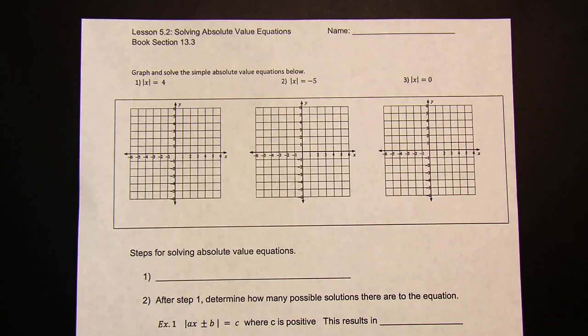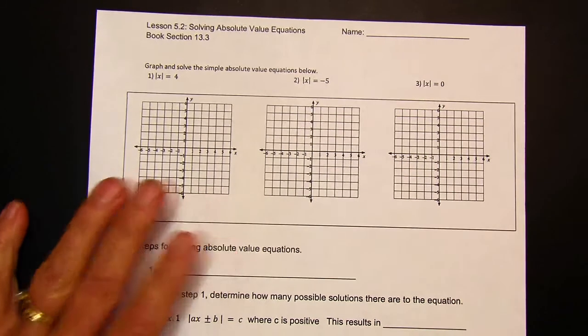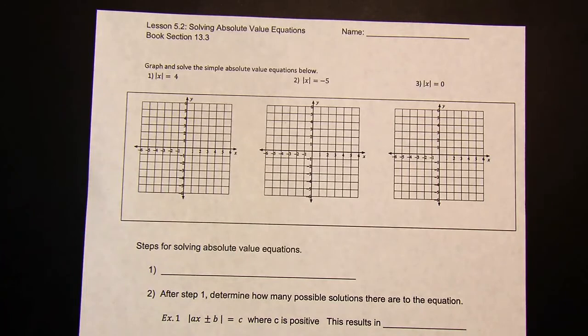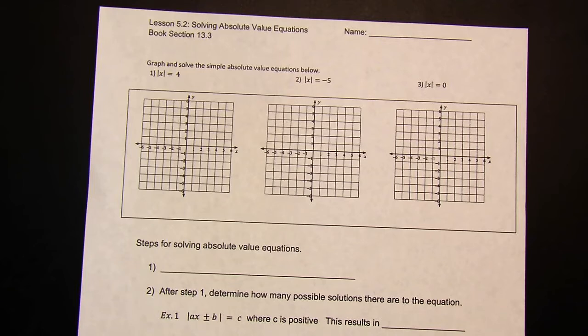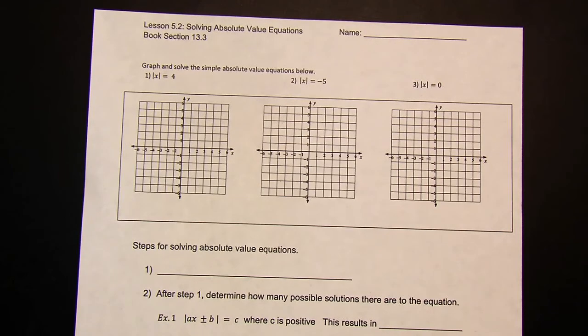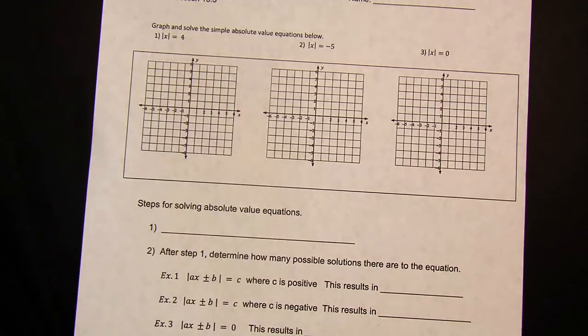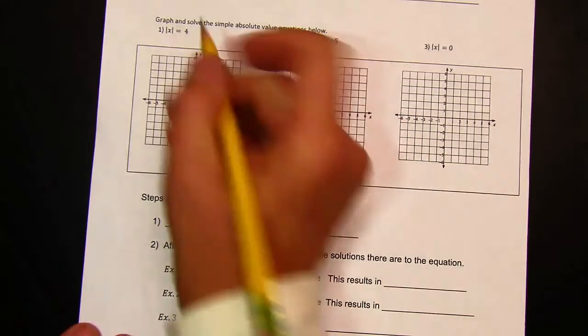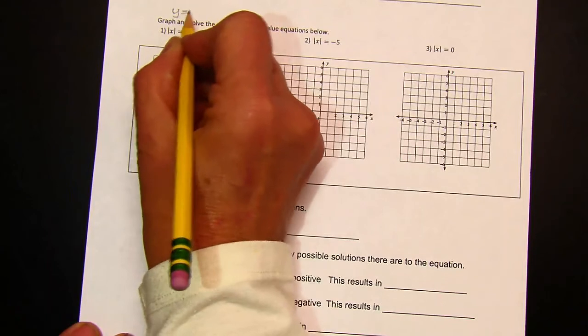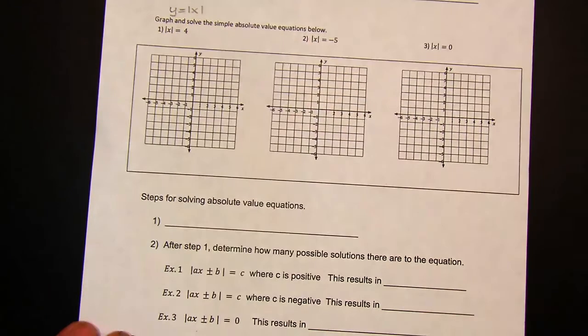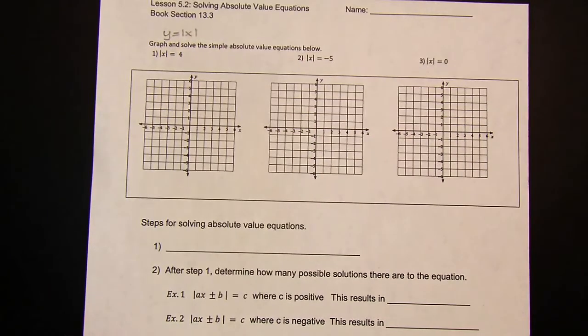Okay, lesson 5.2 is all about solving absolute value functions. First thing that we're going to do is look at the graphs of the parent functions to figure out why we get some of the solutions that we get. So in this first section, problem number 1, we're first going to graph y equals the absolute value of x. And we're actually going to graph that on every single graph.